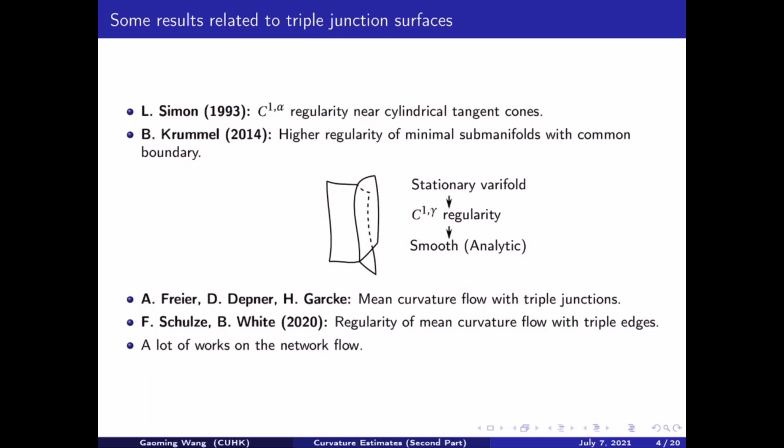Besides the minimal triple junction surface, there are also some people considering triple junction surfaces moving with their mean curvature, including Freire, Depner, Garcke. Recently, Schulze and White gave the regularity result of mean curvature flow with triple edges. Moreover, there are a lot of works on network flow, which is a one-dimensional version of mean curvature flow with triple junction.